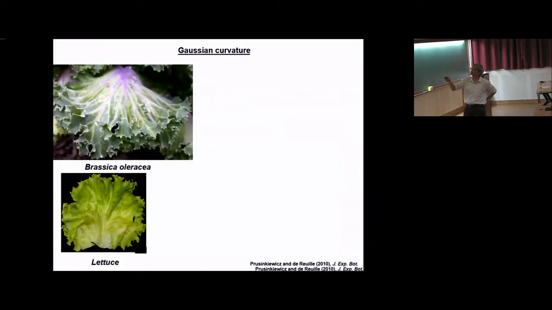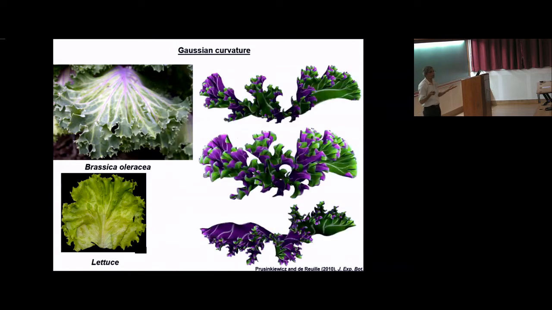For example, these are complicated ones. So this is a cabbage. It's a kale actually, but it's a cousin of cabbage, one variety of cabbage, or lettuce for that matter. You see a lot of waviness towards the periphery. And again, by changing the concentration of the blue color, you can generate structures like that.